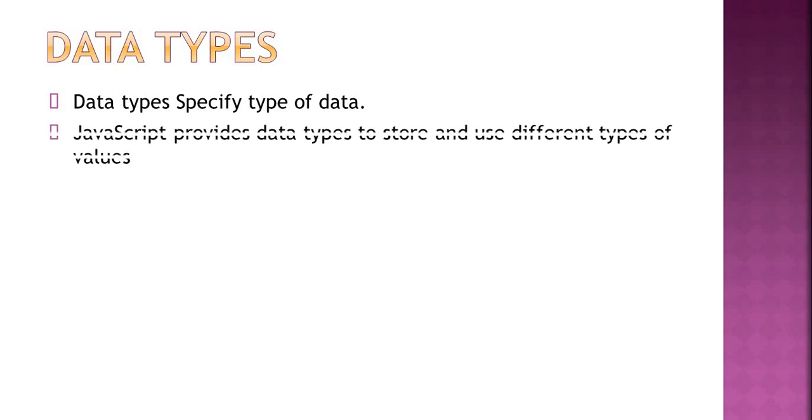Next, we are going to see data types. Whenever we are declaring variables, the browser must know what type of values we are going to enter in that variable. For that, we have various different data types. Data types are going to specify what type of values will be saved in that variable. Data types specify the type of data. JavaScript provides data types to store and use different types of values.